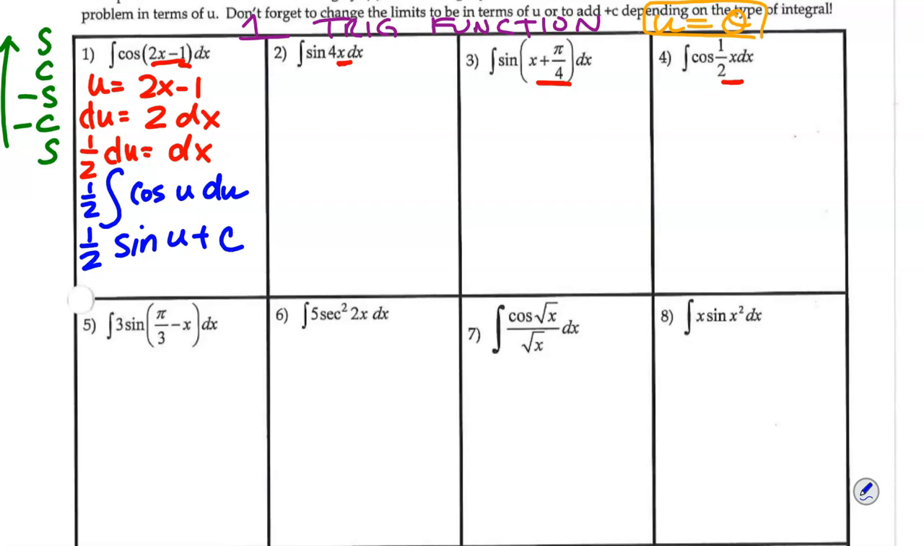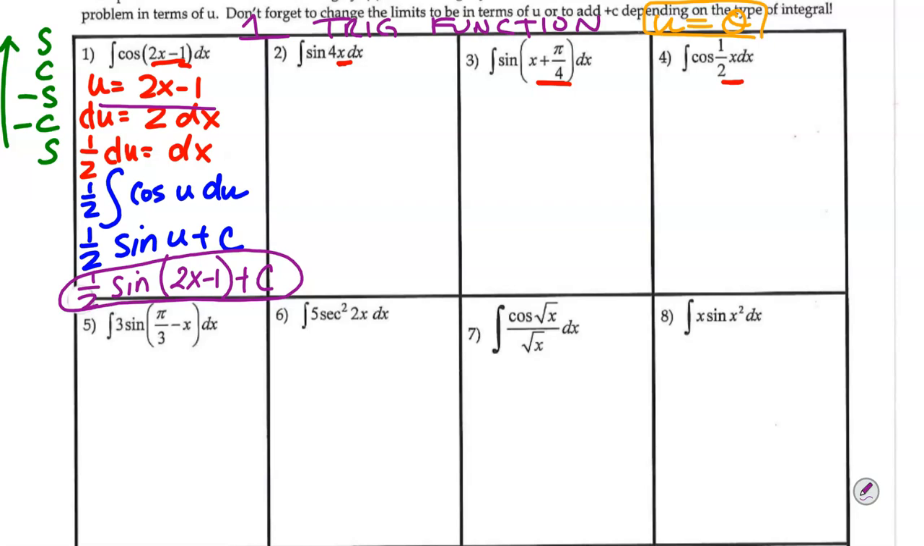And the last thing we're going to do, and you already know this, is we're going to replace our u with 2x minus 1 plus c. Are we okay with this? I'm going to do 3 more, because like I said, I don't need to do all these questions for you. I'm going to do a couple more with you.